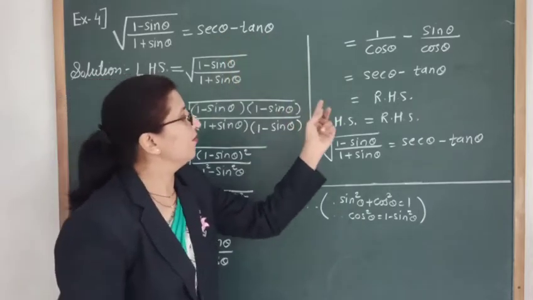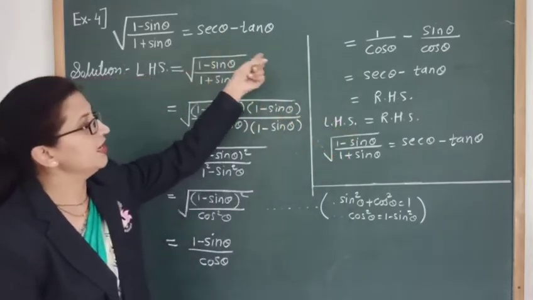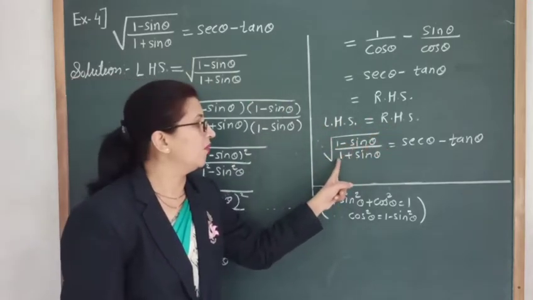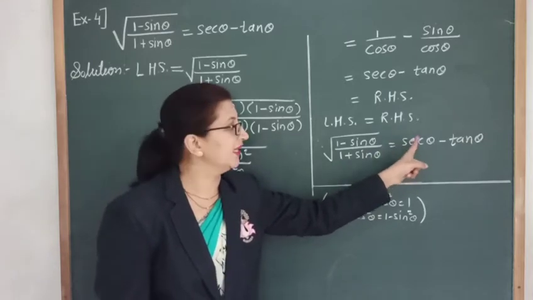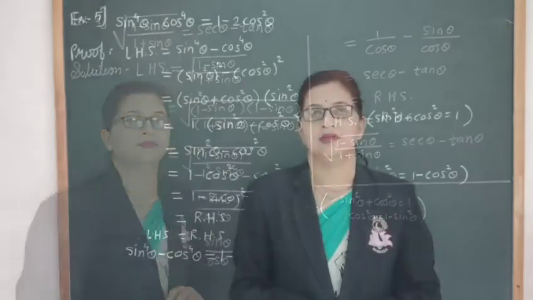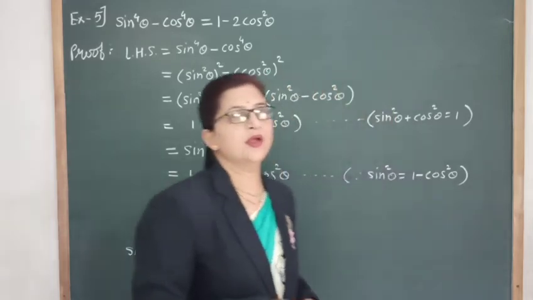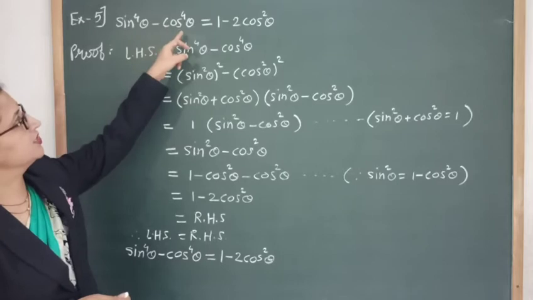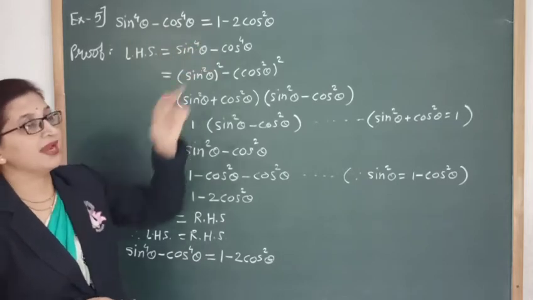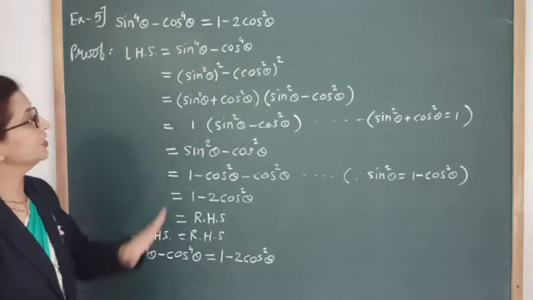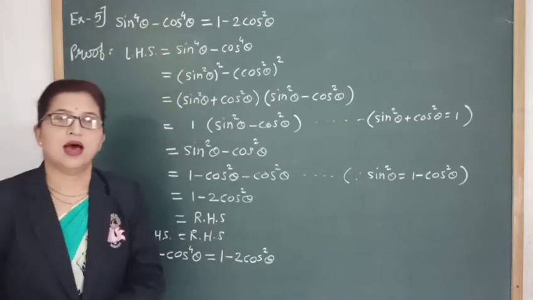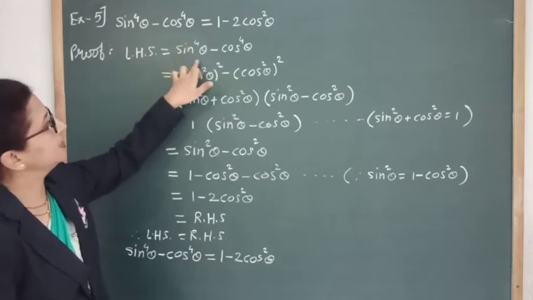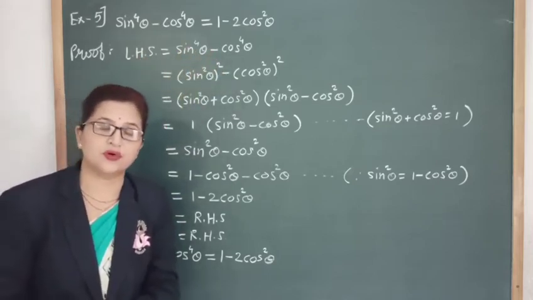Okay, so in this way we brought the LHS equal to the RHS. It means that under root 1 minus sine theta upon 1 plus sine theta is equal to sec theta minus tan theta. Let's take one more example. So here we have the question: sin raised to 4 theta minus cos raised to 4 theta is equal to 1 minus 2 cos square theta. Okay, so we have to show this LHS is equal to RHS. So let's write down the LHS, that is sin raised to 4 theta minus cos raised to 4 theta.